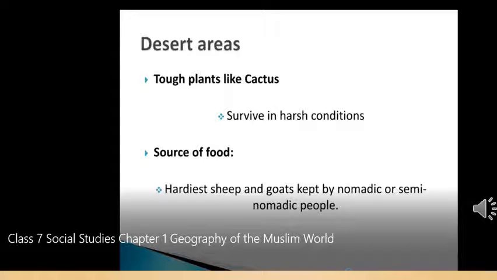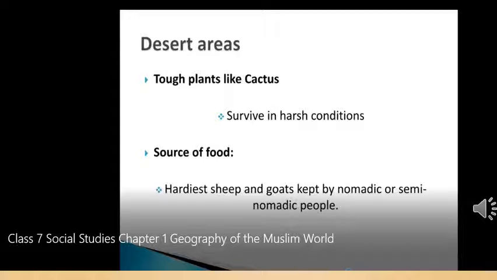Now what are the benefits of these tough plants? They serve as a good source of food for the hardiest sheep and goats kept by nomadic or semi-nomadic people. So what do you understand by the term nomadic or semi-nomadic people? People who wander here and there with their flocks, herds, and animals to find food are called nomadic. And these are semi-nomadic people.